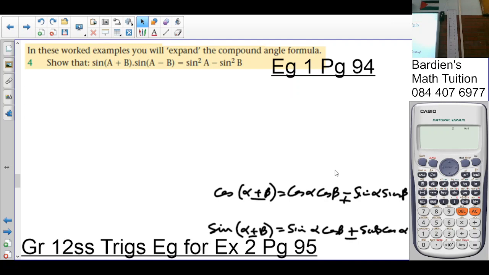So what do we do with identities? We work with the left hand side and we try to make it equal to the right hand side. Or we work with the right hand side to get the left hand side. At times we're going to work with both, as you know. We need a lot of this in grade 11. Right. So the question says show that that is equal to that thing.